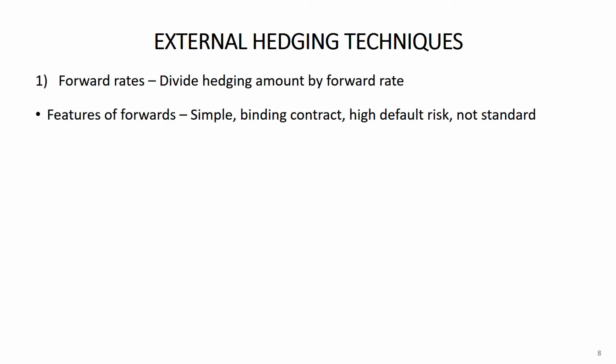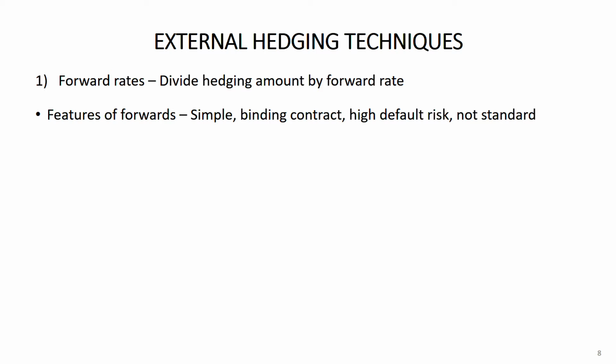Next, features of forward. Features of forward: it's simple compared to other hedging techniques. It's a binding contract. The main feature of forward is it's a binding contract, right? And high default cost, yes, because it's not traded on exchange like futures or options, where credit risk is minimized. Here it's a high default risk because it's over the counter and it's not standard.